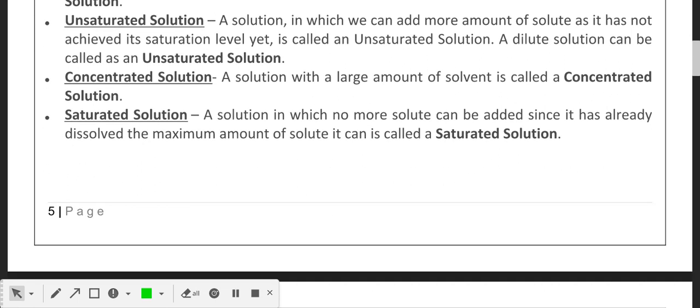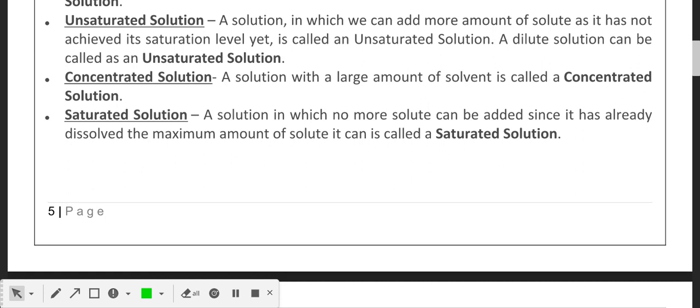Okay, next is concentrated solution. Concentrated solution means a solution in which a large amount of solute is present as compared to solvent is known as a concentrated solution. That means अगर solute ज़्यादा amount में है और solvent कम amount में है, that is a concentrated solution.